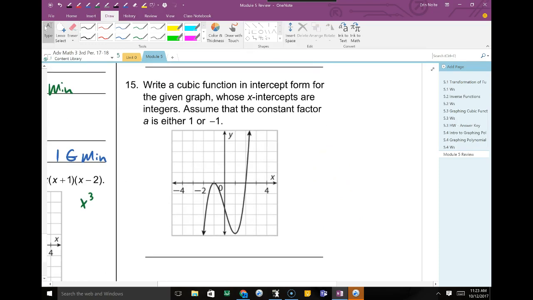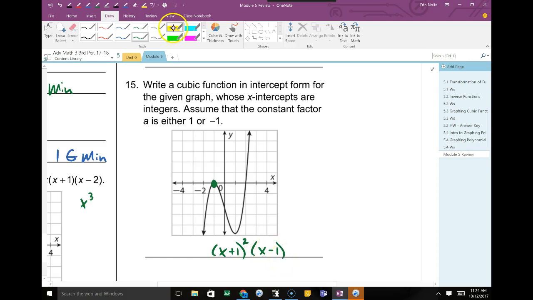assume that the constant factor A is 1 or -1. So we're just writing the equation of this. So tell me what happens at -1? We got a bounce. So we could have x, what's my quantity? +1, and what's my exponent? Squared, 4th, 6th, 10th, any even number. What's my second quantity? X minus 2 to which power?